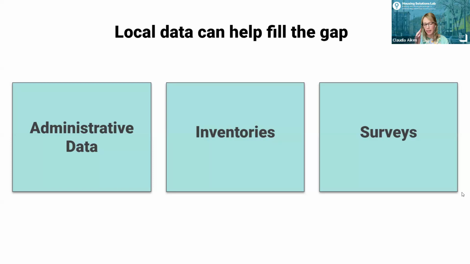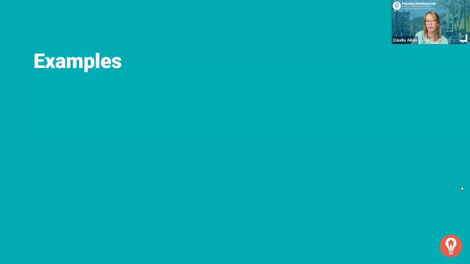Property tax assessment data, tax liens, land bank data, those could all also offer some useful information. You might be able to look at health indicators like asthma and blood lead levels that are often associated with poor housing conditions. And then some cities also deliberately collect housing conditions data as a way to inform their interventions through things like inventories and surveys. And so I want to turn now to some examples of these.